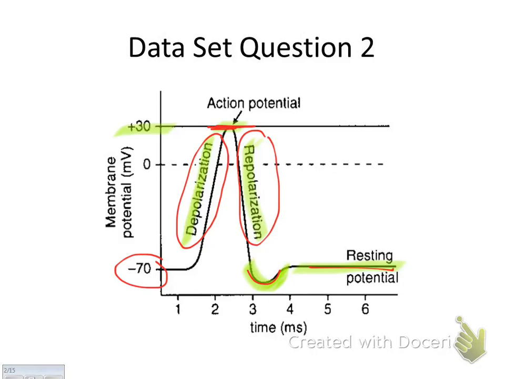One more word from this graph. It's actually not on this graph. But if this is negative 70 and that's positive 30, when it gets from negative 70 to about negative 55, right there, that's like the point of no return. That's what we call the threshold. Y'all see that? If it gets to negative 55, the action is going to go. But it doesn't go until it gets all the way to positive 30. Does that make sense?